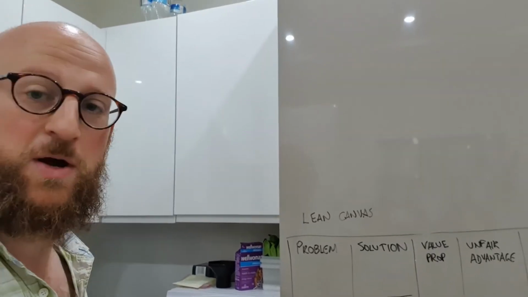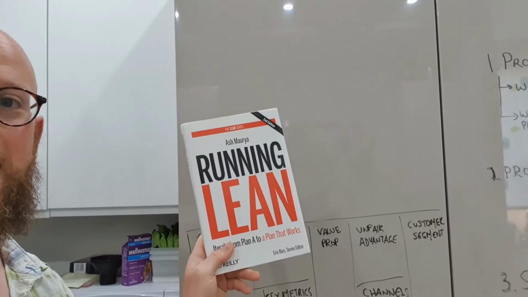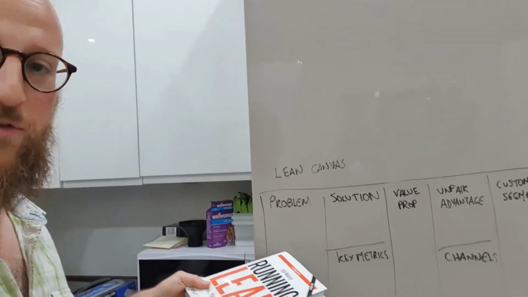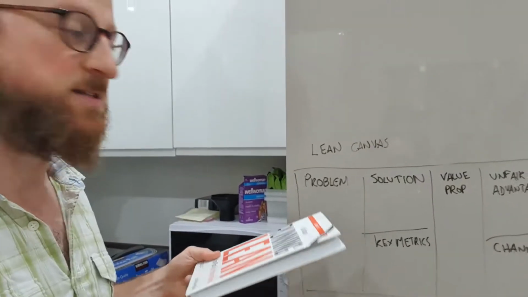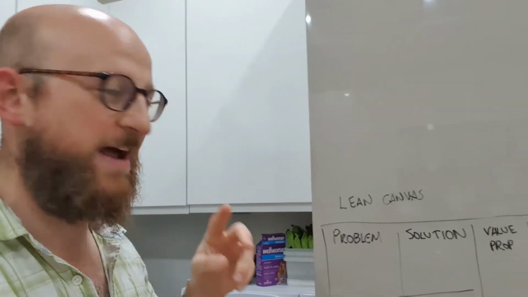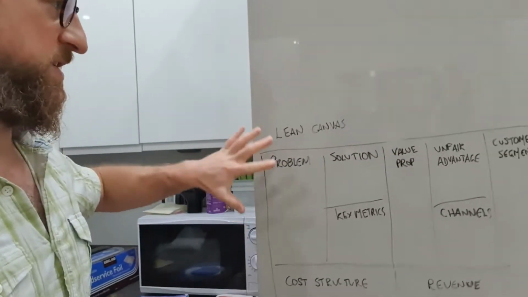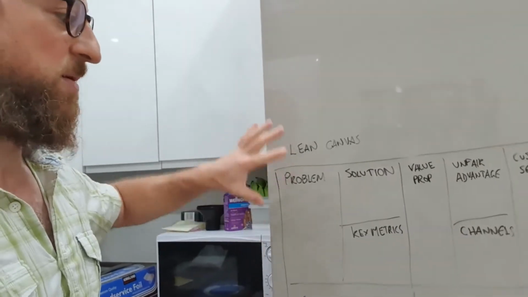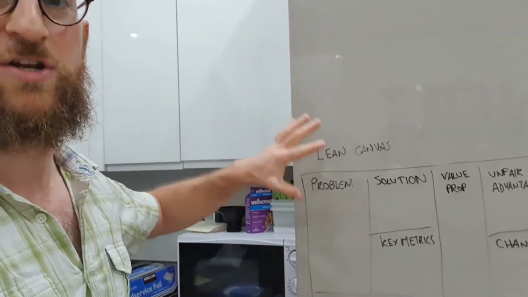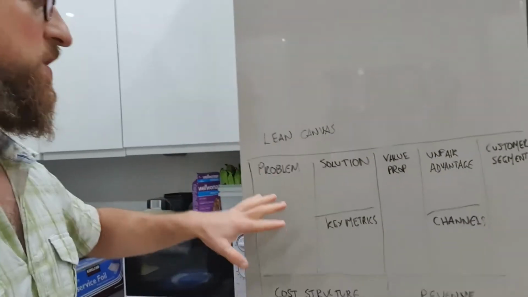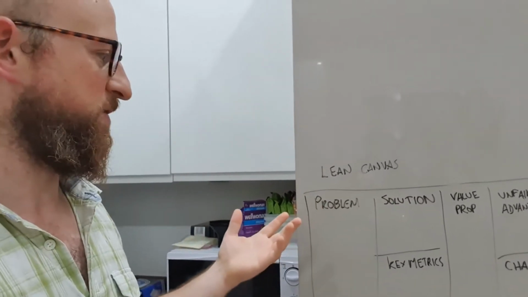So there's this wonderful book by a guy called Ash Maurya called Running Lean, which I stole this from. I'm stealing all of these ideas. I didn't invent them. And the lean canvas is a way of representing your whole business in one page so that you can make some decisions for the first iteration, test things that need testing and move on. So I'm going to give an example of how to run through this thing.